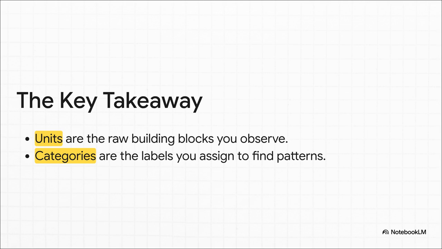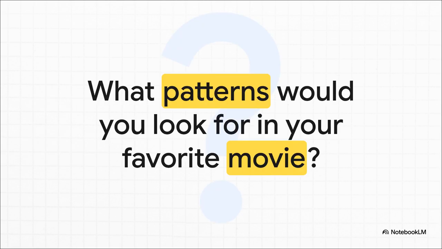So let's lock this in. If you walk away with one thing, it should be this. Units are the raw building blocks you're looking at, your individual Legos. And categories are the labels you create to sort those blocks. You absolutely need both to go from just counting stuff to actually finding meaningful patterns. So there you have it, the fundamental tools for analyzing pretty much any kind of content.